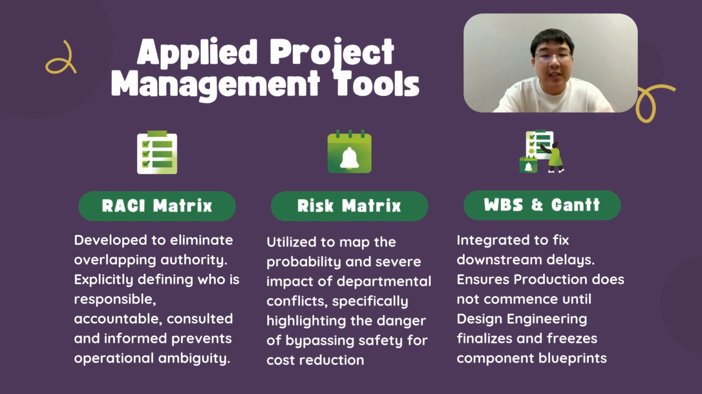So moving on. Second, risk matrix. We utilized this tool to map the probability and severe impact of departmental conflicts. As shown in the visual matrix, this was particularly vital to highlighting the high risk danger of bypassing safety protocols just for cost reduction. And third, a work breakdown structure, which is WBS and Gantt charts. We integrated these to fix downstream delays. This ensured that production does not commence until the design engineering fully finalized and froze the component blueprints.